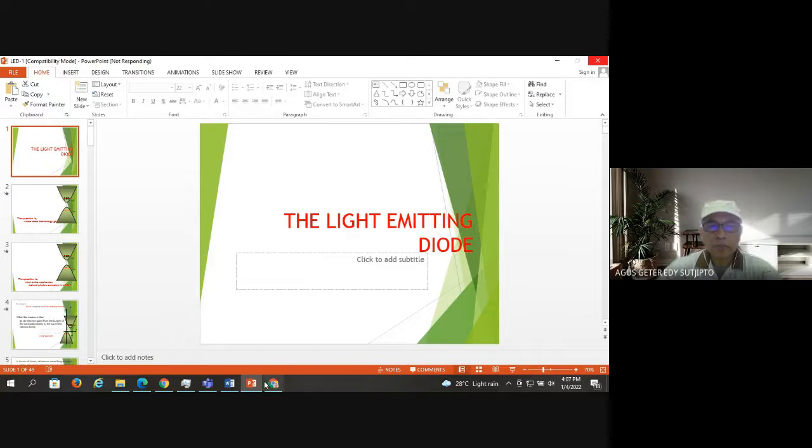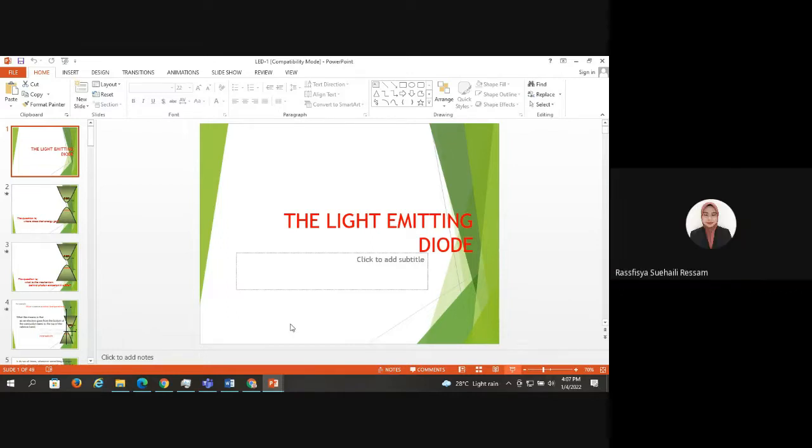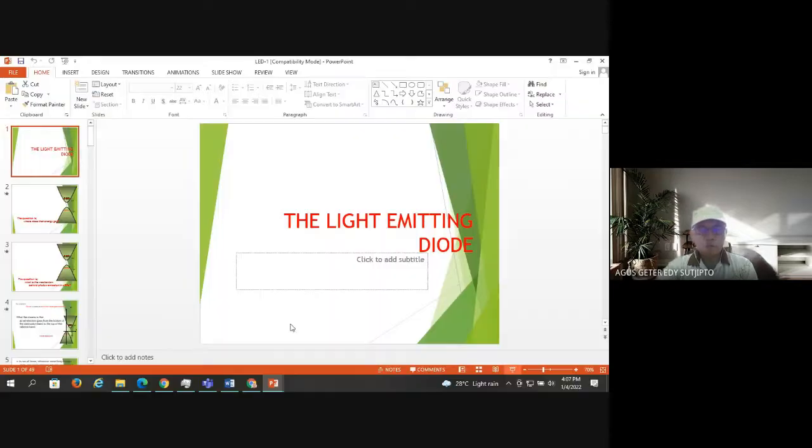Okay. So now we have the last topic, the example of the LED, light emitting diode. So can you see the slide? Yes, Prof. Okay, ya. Ada? Hilang.